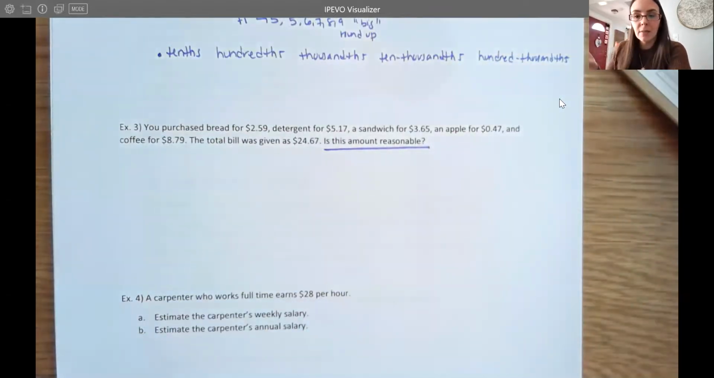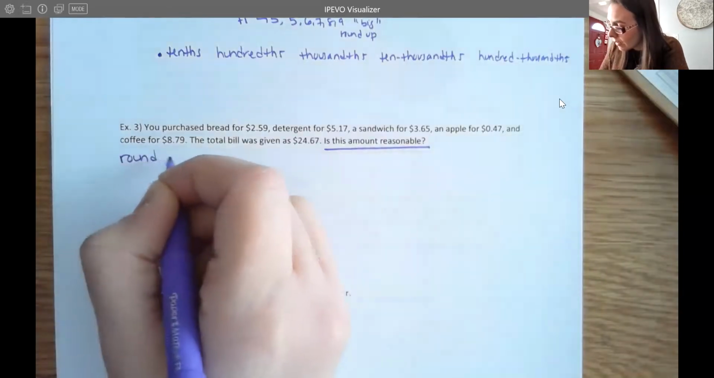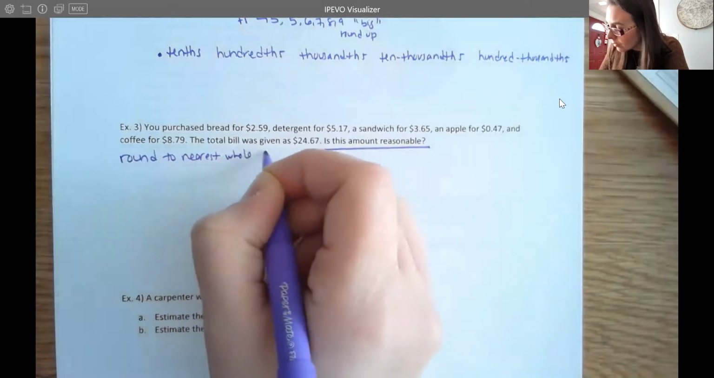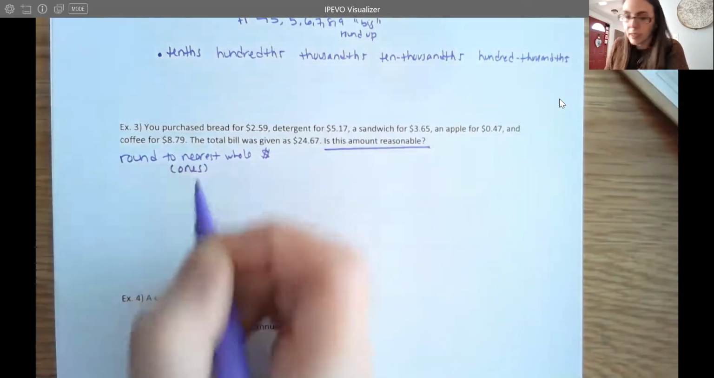Now, when you're estimating, you really can round however you want. Sometimes the problem will be very specific and tell you how to round. But in the real world, it's up to you. So for money, I usually tend to round to the nearest dollar. It just makes it easier. But I suppose you can round to the nearest half dollar as well. A lot of times for money, we're just going to round to the nearest whole dollar. Now, when you're rounding to the nearest whole, that is the ones place.